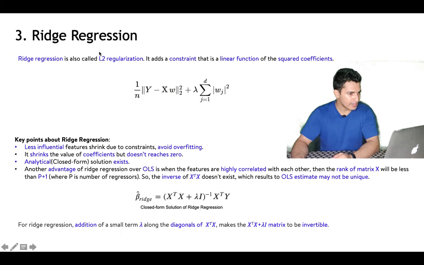So first of all, we will look at ridge regression. Ridge regression is also called L2 regularization. It adds a constraint that is a linear function of the squared coefficients. So let's understand with this equation. The first term is ordinary least square that we have already seen. Y is the value that we are trying to predict, x is the input variable, and W are the coefficients. So this is the ordinary least square.